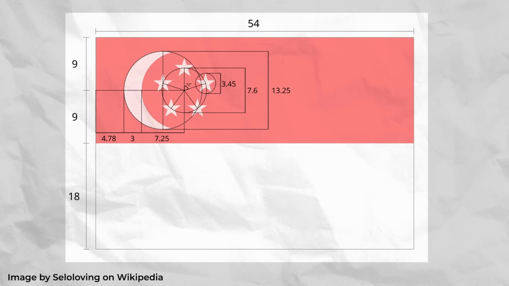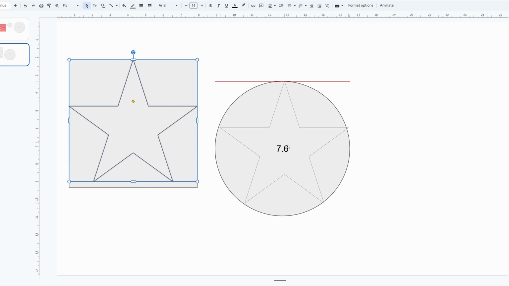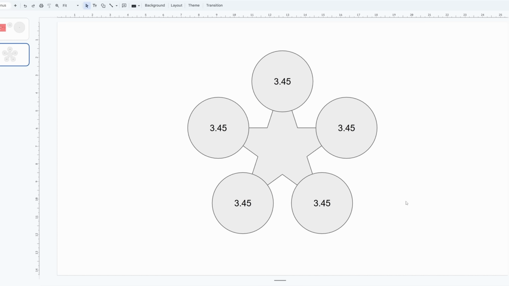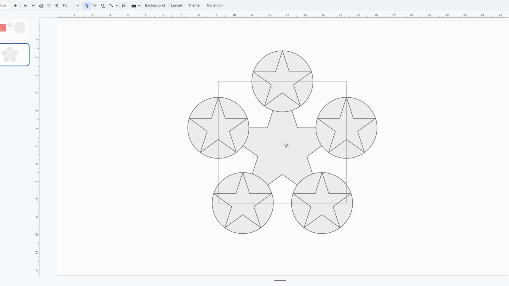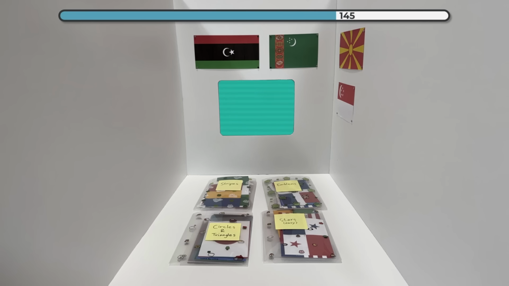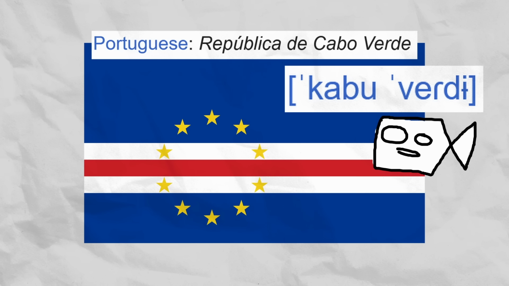All the numbers are rational, the crescent is doable, and the stars are aligned like a pentagon, which can be done by first a big circle, then an inscribed star, then centering 5 circles at each point of the star, and drawing 5 inscribed stars. Okay, so now we are back. Singapore is constructible. Nice. Let's keep this pace. Okay, let's move on right onto Cabo Verde.